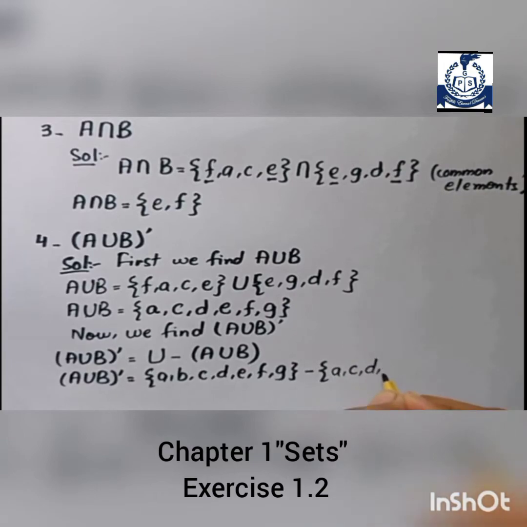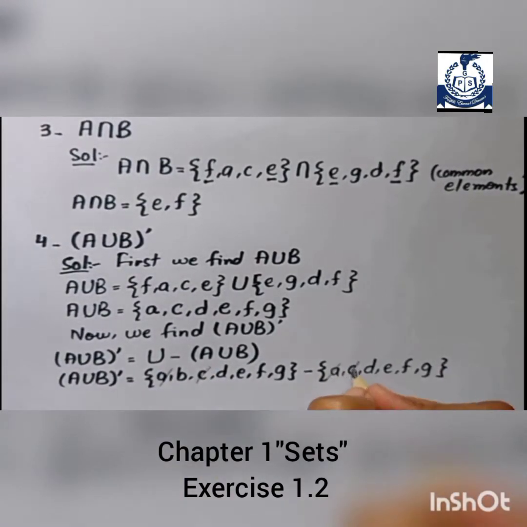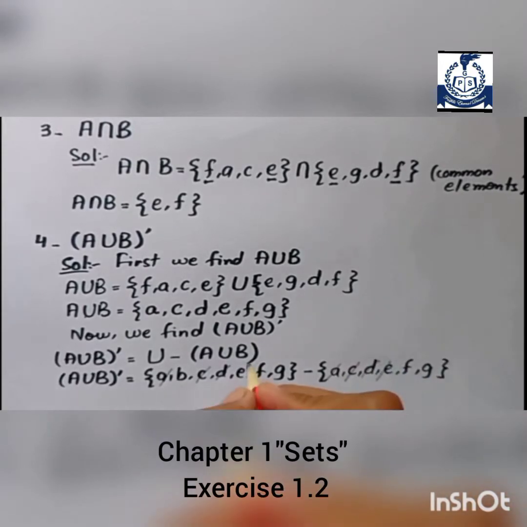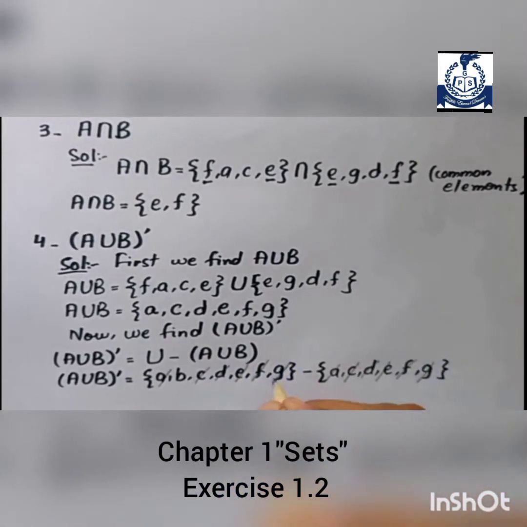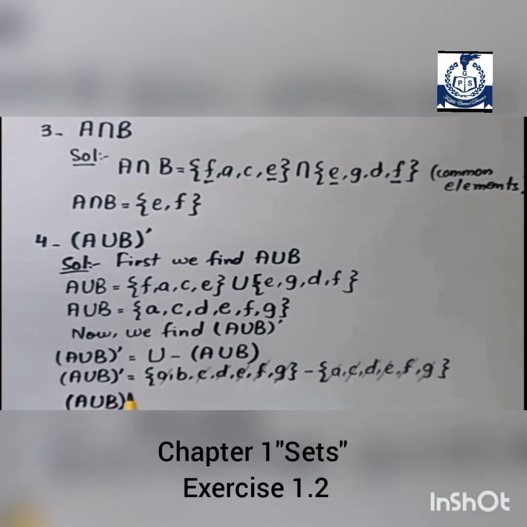A, C, D, E, F, G. So here we have a minus sign between the sets of elements, so we cancel out the same element. A D से D, E से E cancel out, F से F और G से G. So only remaining element of a set is B. So A union B whole complement is equal to B.